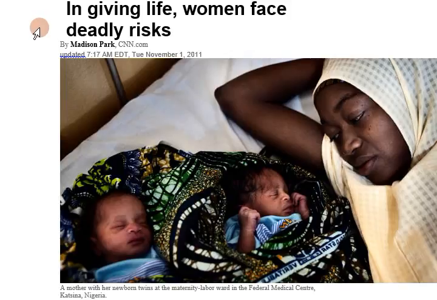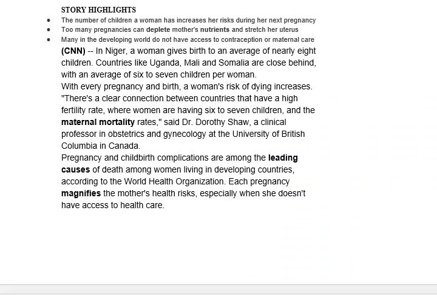Hello, today we're going to look at an article called In Giving Life, Women Face Deadly Risks by Madison Park. First, we're going to look at some vocabulary.